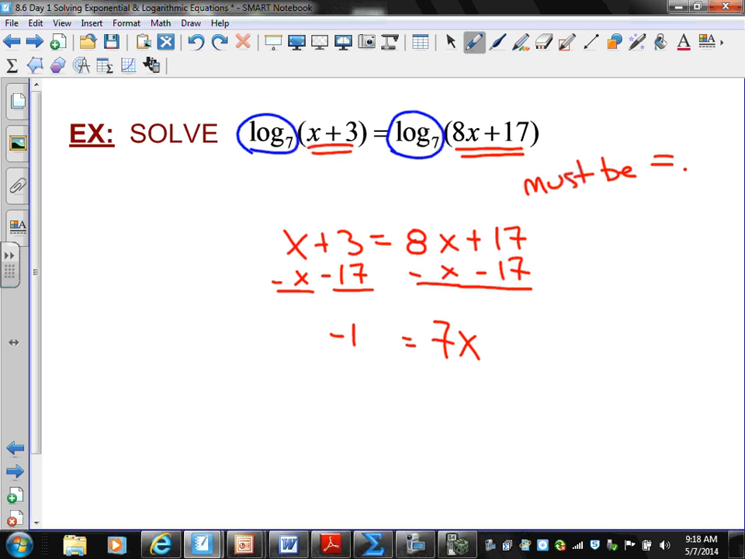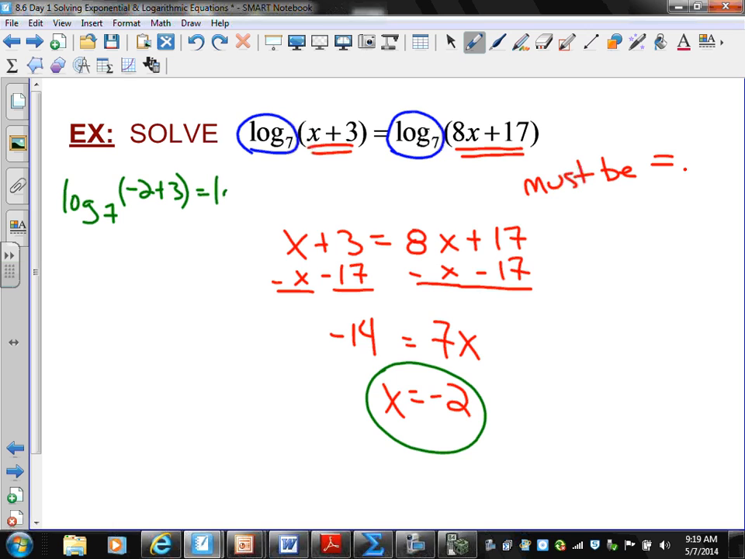And I'm certainly going to check and make sure that I get a negative value here. And that's a big red light for me with logs, right? Because taking the log of a negative is a problem. So I'm going to check this out. Log base 7 of negative 2 plus 3, does that equal the log base 7 of negative 16 plus 17? Okay.